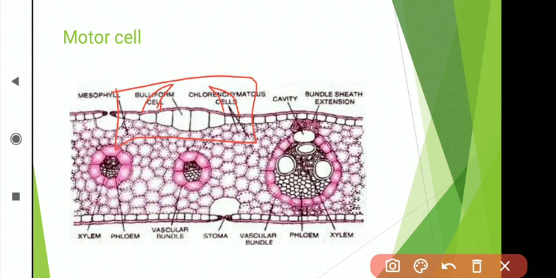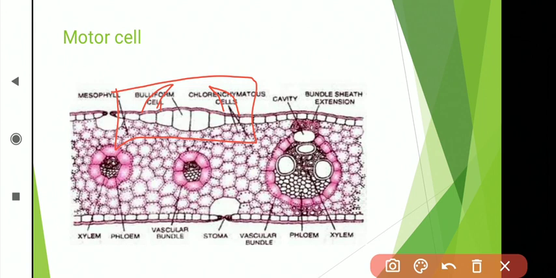And the cell wall is mainly composed of cellulose and pectic substances. This bulliform cell possesses transverse bands of thickenings. These cells are hygroscopic, that is, they absorb water and retain water and hence hold more water and remain turgid, and they are without chlorophyll.